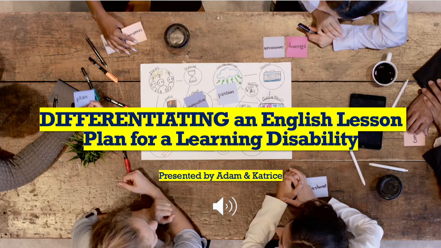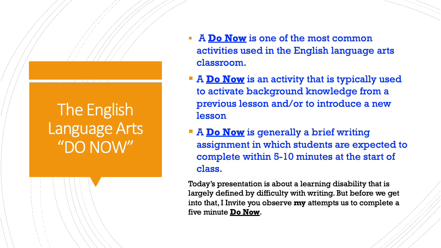Today we're going to be working on differentiating an English lesson plan for someone with a learning disability. In a standard English language arts lesson plan, a do now is usually utilized to activate background knowledge from a previous lesson or introduce new knowledge from the upcoming lesson. It's usually a brief writing assignment with a prompt written on the board that students have a few minutes to complete. At the end, these do-nows are discussed amongst the classroom.